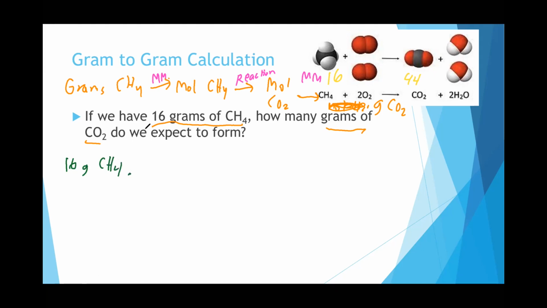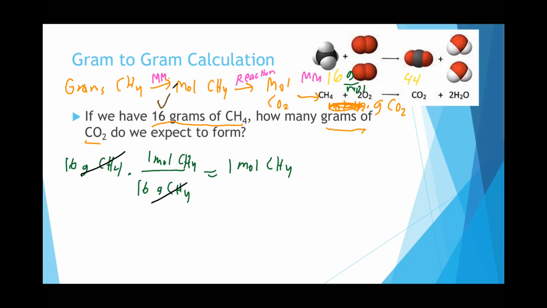Our first step is the molar mass. So we know the molar mass is 16. We want the 16 grams to be on the bottom. So molar mass is grams per mole. And we want the 16 grams to be on the bottom, so we can cancel out grams. 1 mole of CH4. Sorry for my sloppy handwriting. The units cancel out, which is exactly what we want. And then we get 1 mole of CH4. So that means our first step is done.